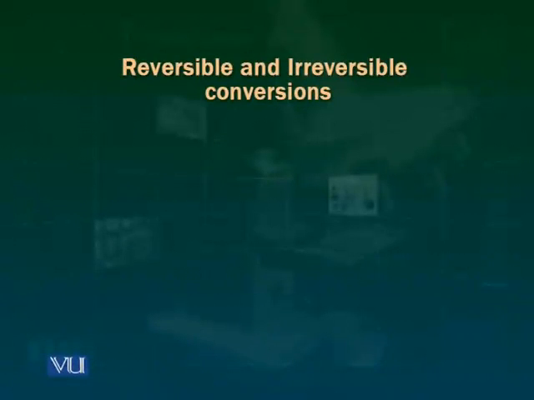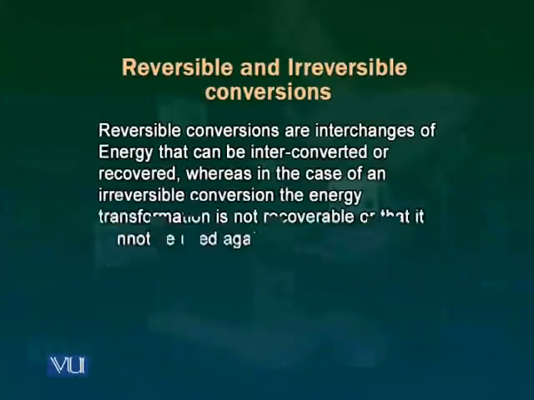Now, there are certain processes which we say are reversible, and certain processes which we say are irreversible. For example, in the case of a pendulum, you have an object which is oscillating between two points. So it has potential energy, which is converted to kinetic energy, which is converted back to potential energy. So we have an interconversion of potential energy into kinetic energy without any apparent loss of energy. Therefore, we say this process is reversible.